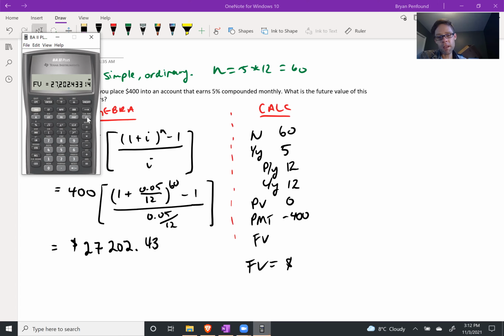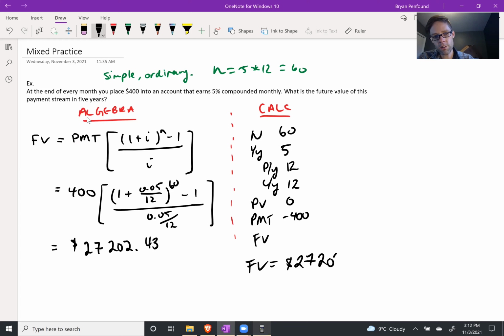And perfect. I can verify that answer. So it looks like we were able to verify that answer using the calculator's functionality: 27,200 to 43. Everything looks good on both sides. We were able to verify that both of those calculations look good.